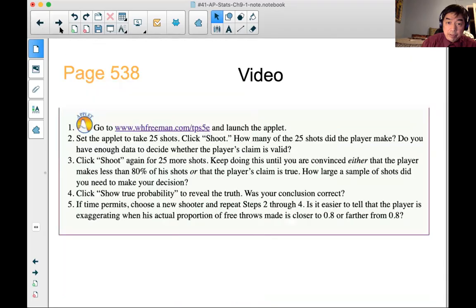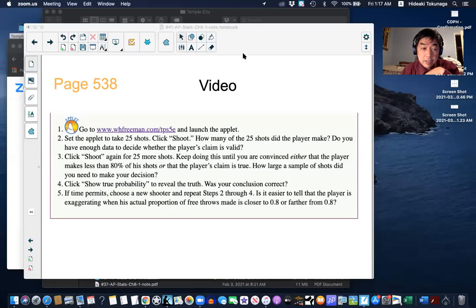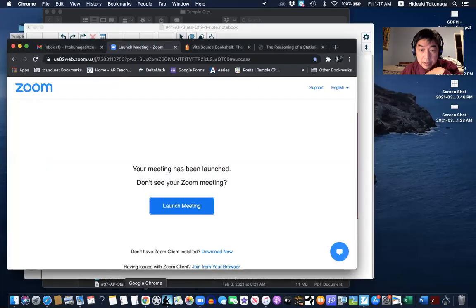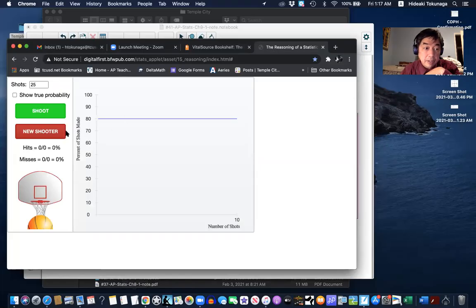So let me follow this. We open this and set the applet to 25 shots. So let me open the whole screen. This is the website. I chose 25, and they will simulate 25 shots here.